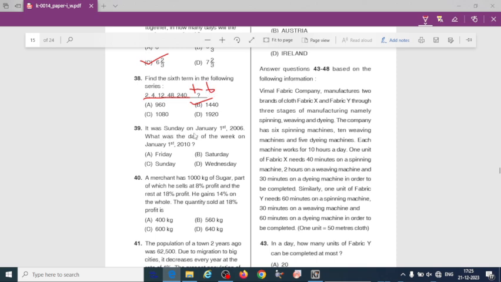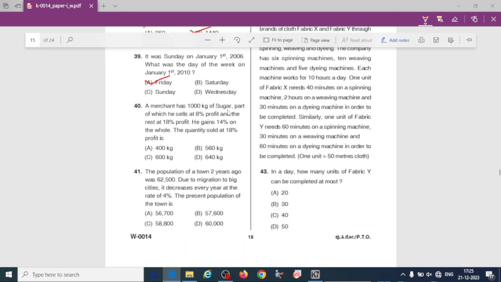It was Sunday on January 1st, 2006. What was the day of the week on January 1st, 2010? 39th option A, Friday. A merchant has 100 kg of sugar, part of which he sells at 8% profit and the rest at 18% profit. He gains 14% on the whole. The quantity sold at 18% profit is 40 option C.